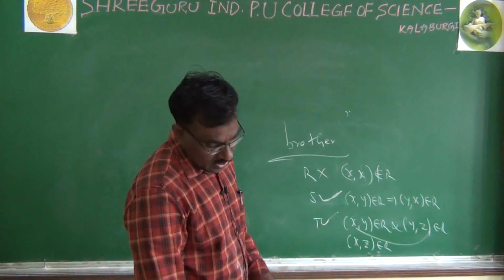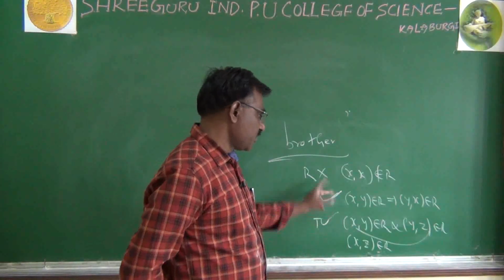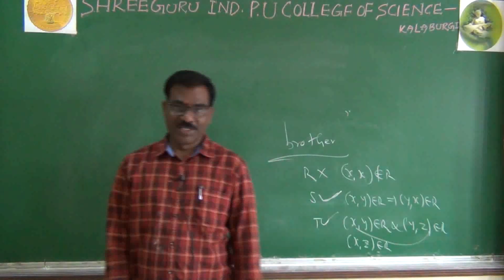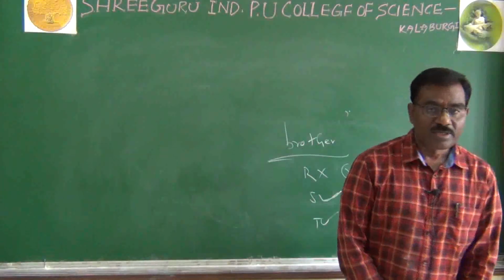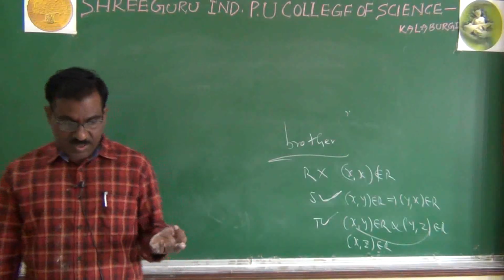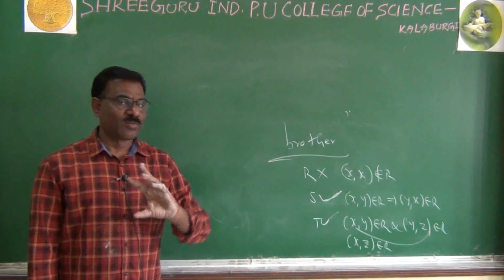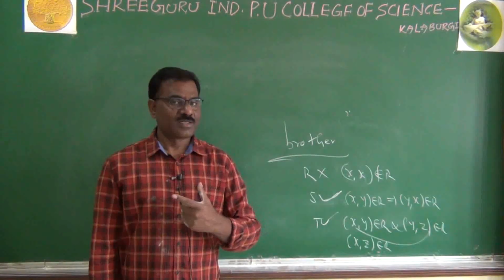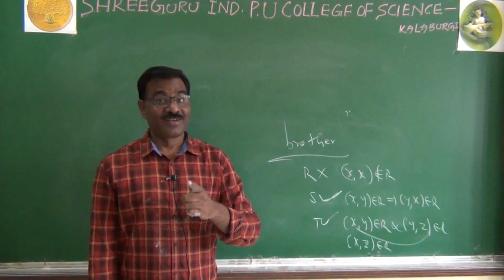So what is the question? Give an example of a relation which is symmetric and transitive but not reflexive. I explained 5 examples. What are the names of the relations? One is perpendicular, one is greater than. You should at least remember the problem statement, then automatically you get ideas. Perpendicular means not reflexive, symmetric, and not transitive.